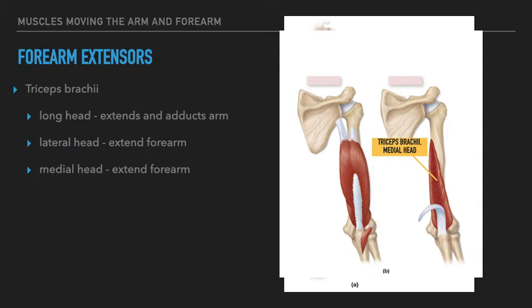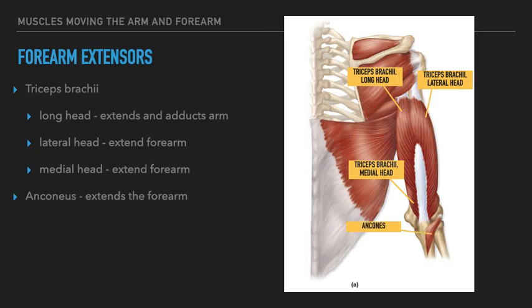The long head is going to originate from the scapula, the infraglenoid tubercle of the scapula to be precise. And then the lateral head is going to originate from the posterior humerus. And then the short head is also going to originate from the posterior humerus just a little bit further down. Now, all of these are going to insert in the same place, and that is the olecranon of the ulna.